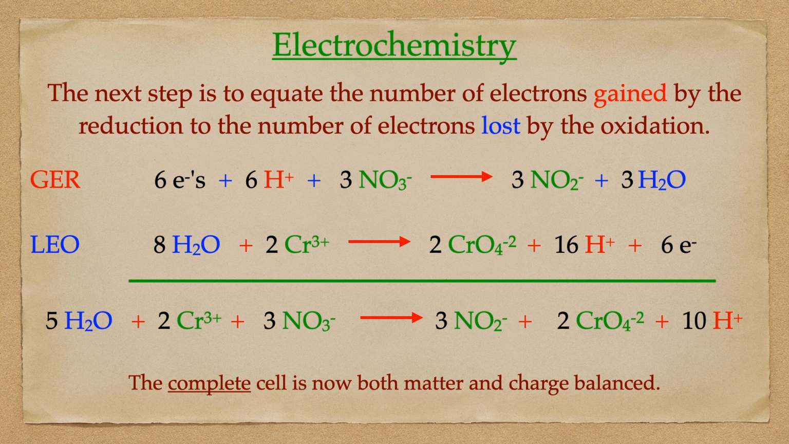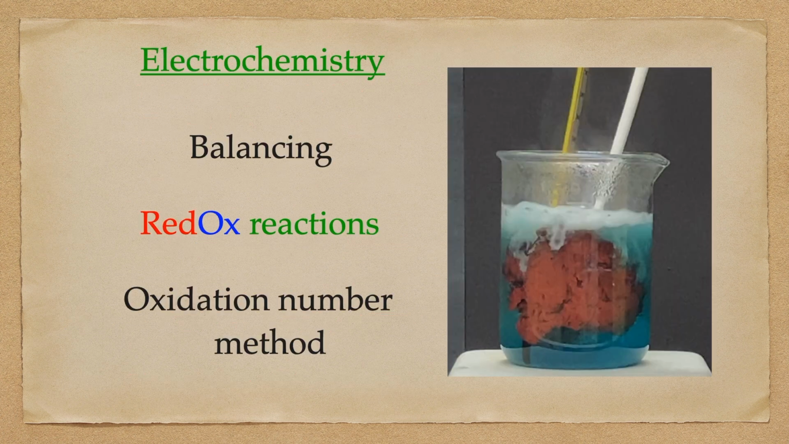This is now the complete cell, and it is both matter and charge balanced. The second method to balance redox reactions is called the oxidation number method.